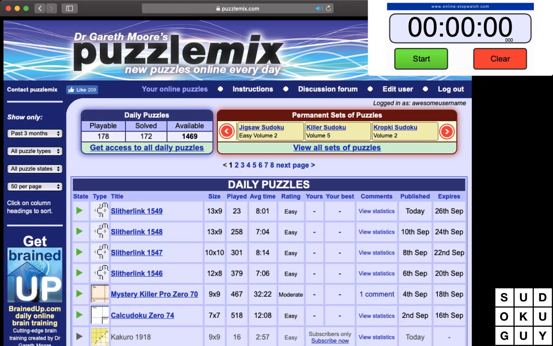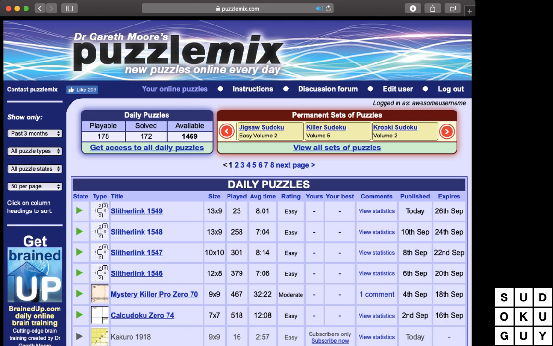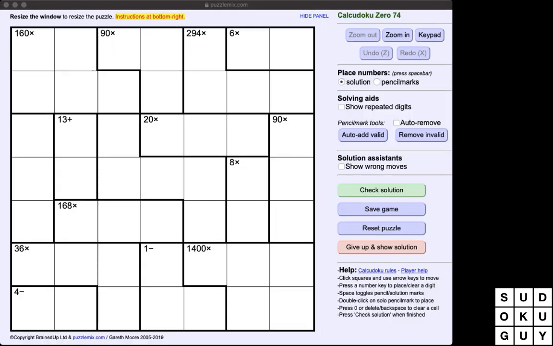I don't need the clock. The site provides one for me. So let's get started. Oh, it doesn't auto open for me. That's too bad. There we go. Here's the puzzle.